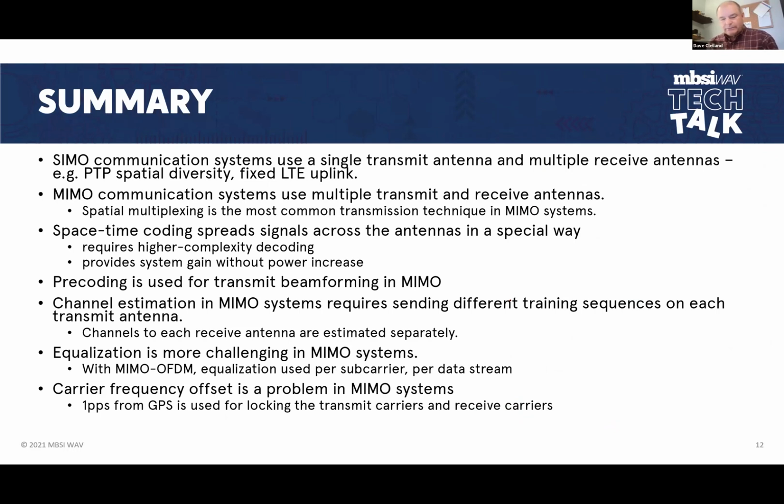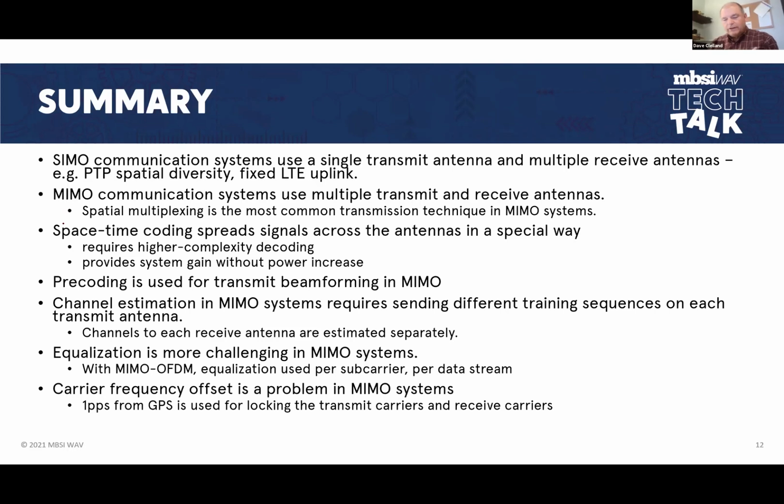All right. So in summary, we have our SIMO communication system. You transmit a single antenna and multiple receives. The two examples here are point-to-point spatial diversity and with fixed LTE uplink. MIMO communication systems are becoming far more prevalent. Wi-Fi 6 is MIMO, whereas Wi-Fi from 802.11n and back is not. It's SISO.